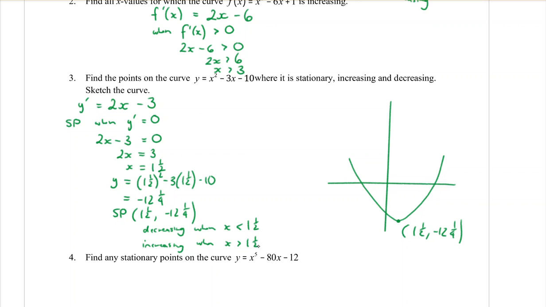I'm not really asked to find x-intercepts. I could include the -10 on there for the y-intercept because that's easy to read off my equation. That's enough of a sketch. You just want to be able to show where the turning point is and actually see the decreasing, turning point, increasing. Question 4.